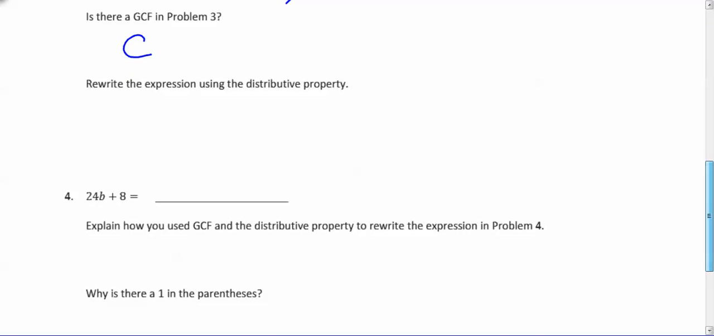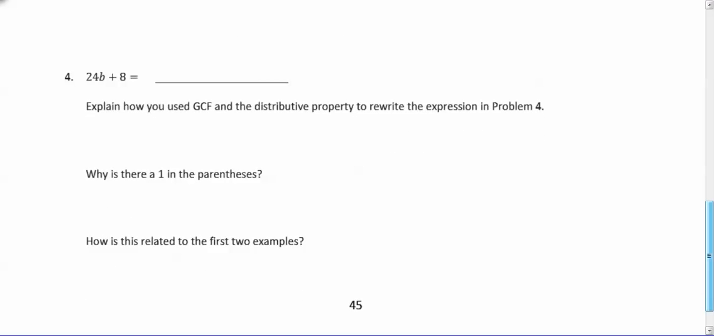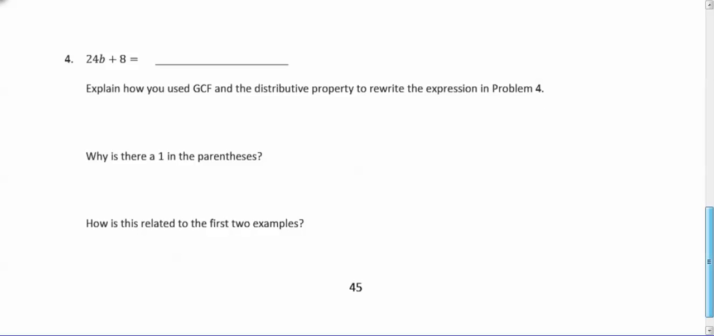All right, the next one. We have 24b plus 8. So we're looking for a common factor of both terms, a number that we can divide both 24 and 8 by. We're looking for the biggest one. DeQuillen? 8, yep. All right, so 8 is the greatest common factor.